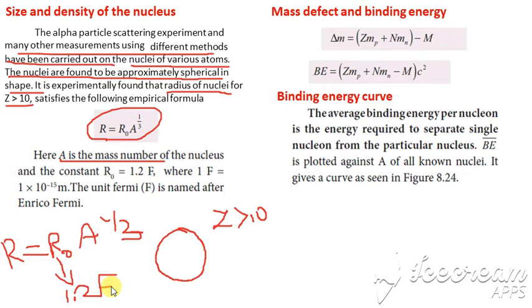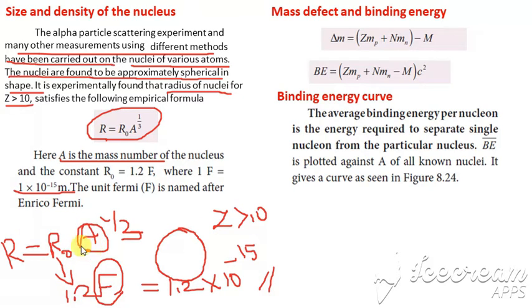F denotes Fermi. Okay, so what is the Fermi? Its value is 1 into 10 power minus 15. So instead of Fermi we can write 10 power minus 15. So this value becomes 1.2 into 10 power minus 15. Okay, so this is the value of R0. So if you know the value of A, we can just substitute here and find the value of R.